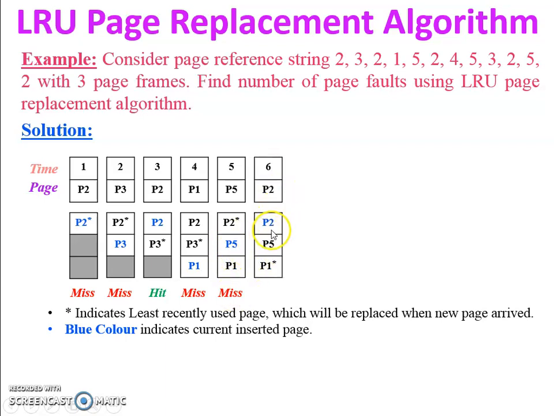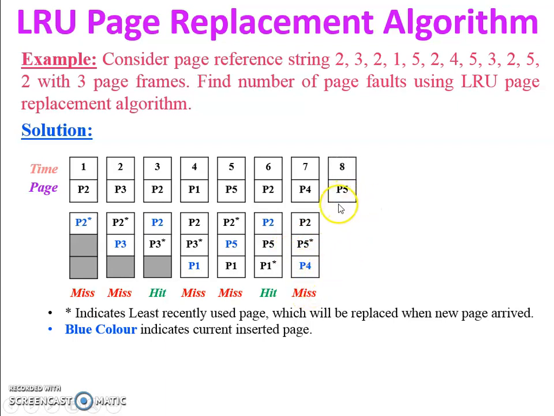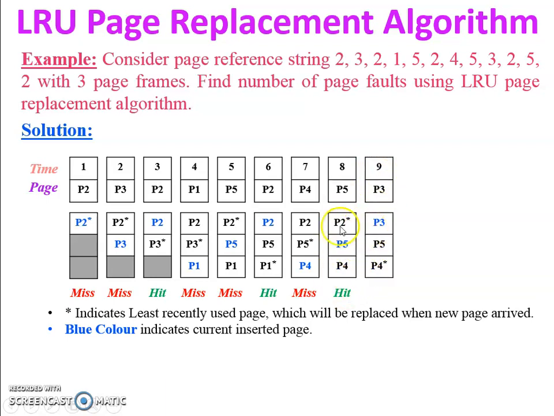At 6, P2 is available, so it is a page hit, and so on. At 7, P4 replaces P1, because P1 is the least recently used. Again it is a page miss because the page is not available. At 8, P5 is available here, so it is a page hit. At time slot 9, P3 is not available inside the page frame, so P3 replaces P2, because P3 is inserted and P4 is the least recently used. So this is again a page miss.